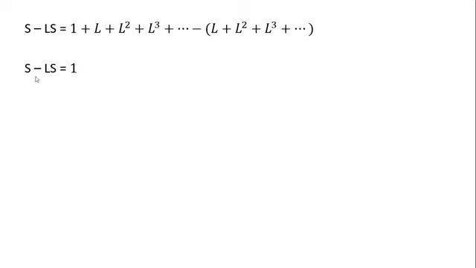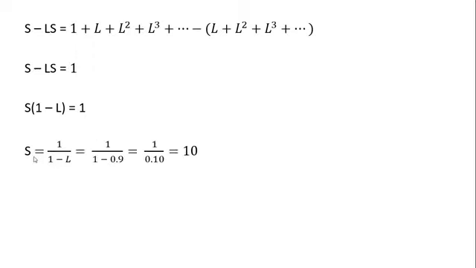So simplifying then, S minus LS equals 1. And now let's factor the left-hand side. So factoring an S term out on the left-hand side, we get this result. And now let's divide through by 1 minus L. So S equals 1 divided by 1 minus L.